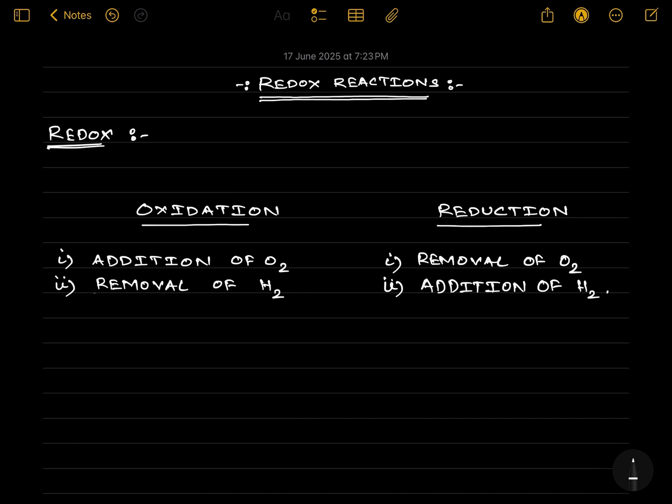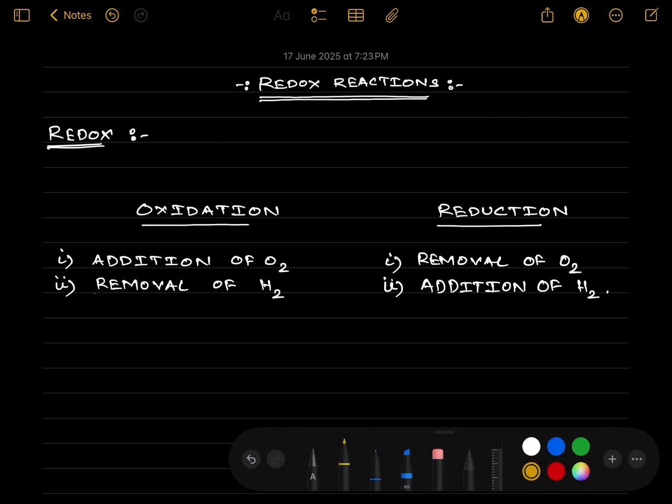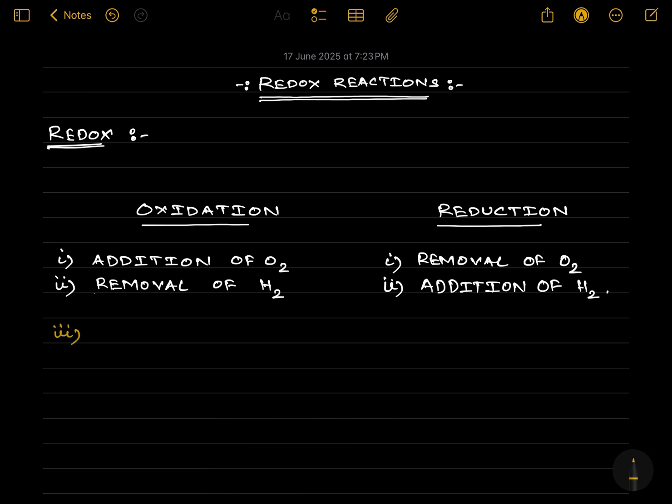But we also need to understand that oxidation is also the loss of electrons. Please remember, it is very important. So what do you mean by oxidation? The new and most accurate definition is that oxidation is the process in which electrons are lost. And reduction is the process in which electrons are gained. So reduction is nothing but gain of electrons.